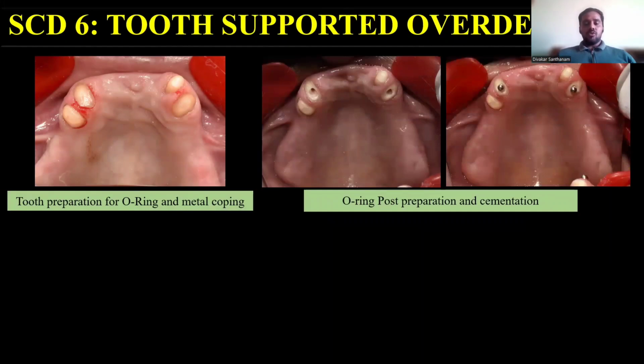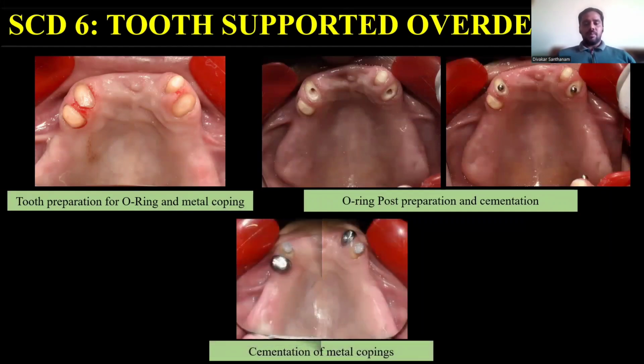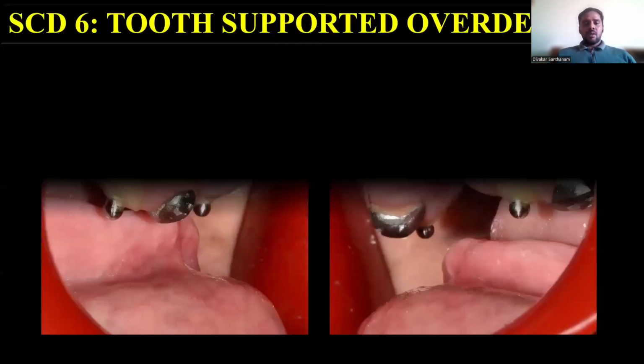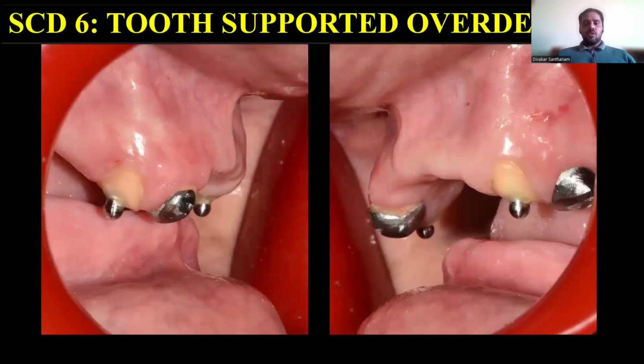Then O-ring post preparation was done, and the O-ring was cemented with the help of GIC, and the metal coping was fabricated with the help of casting. We then cemented it with the same GIC cement. Then the conventional techniques were followed, like primary impression, secondary impression, and jaw relation.